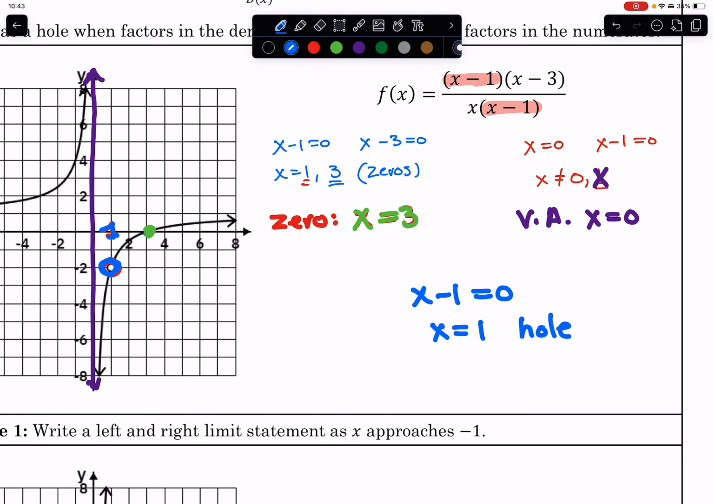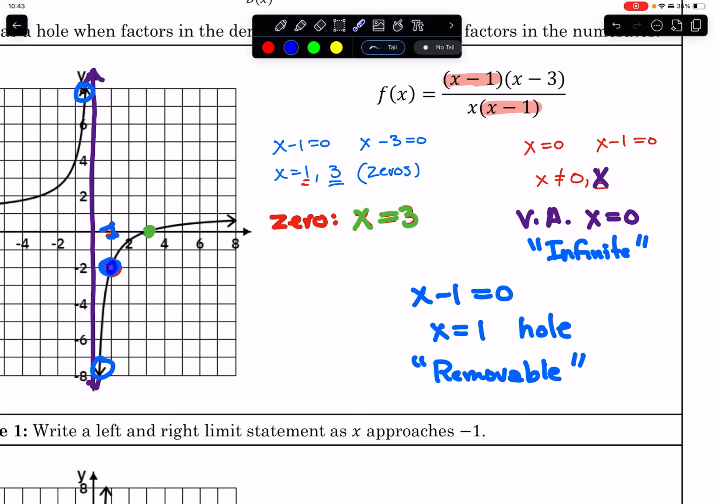Now, these two types of discontinuities have different names. The vertical asymptote is referred to as an infinite discontinuity because the ends are going towards infinity, either positive or negative infinity. And the holes are referred to as removable discontinuities because all I have to do to remove the discontinuity, remove the hole, is simply fill it in. If I fill it in, I can see that this will have a y value, in this situation, of -2.